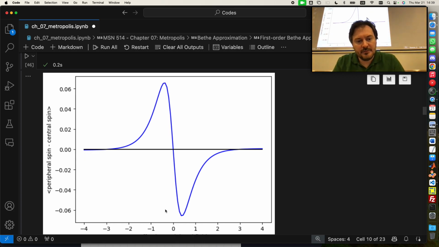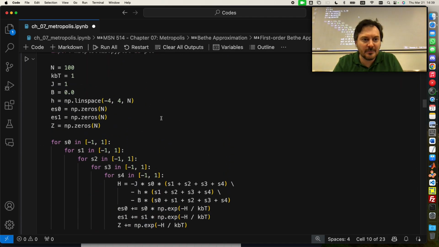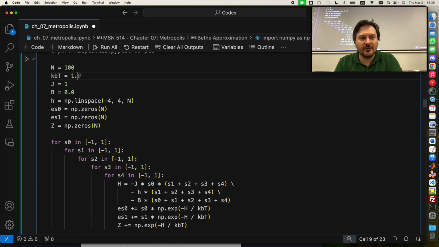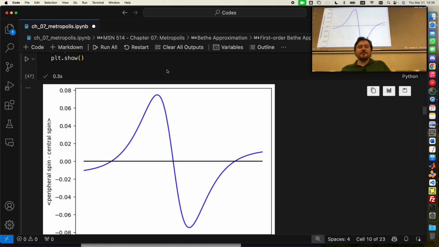So I have the effective peripheral field versus the peripheral spin expectation value minus the central spin expectation value. And this is the peripheral field. Do you see that it crosses over here, and at the center? Let me increase the temperature so you see the crossings better. Do you see the crossings better?